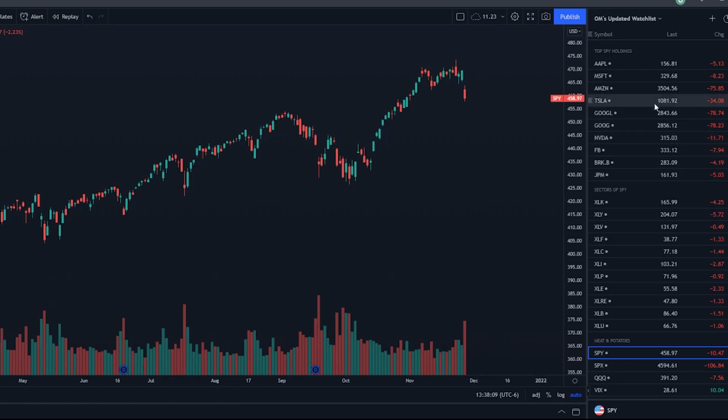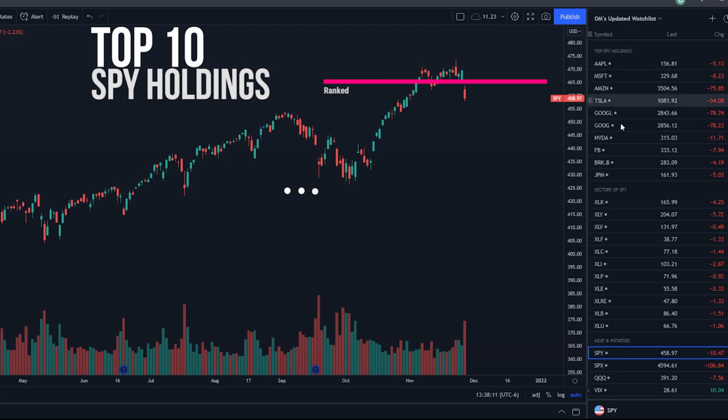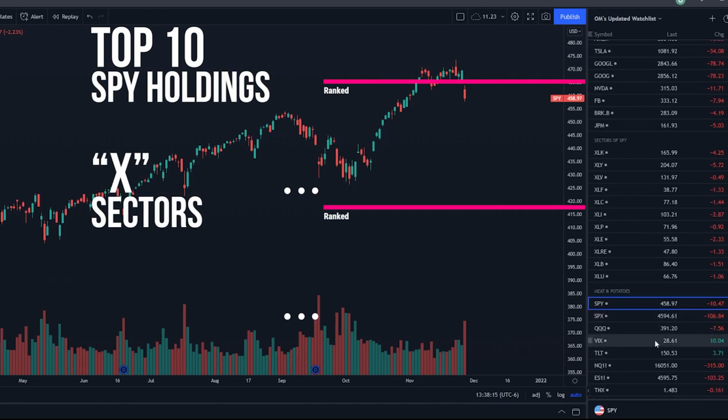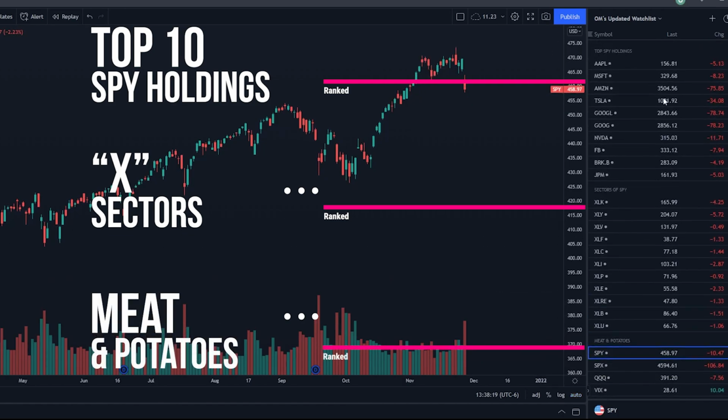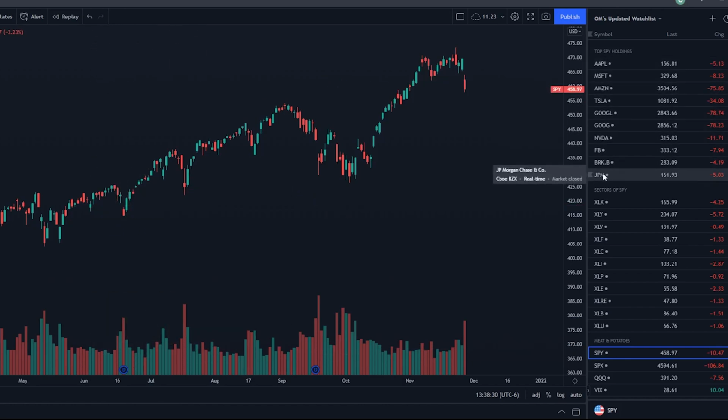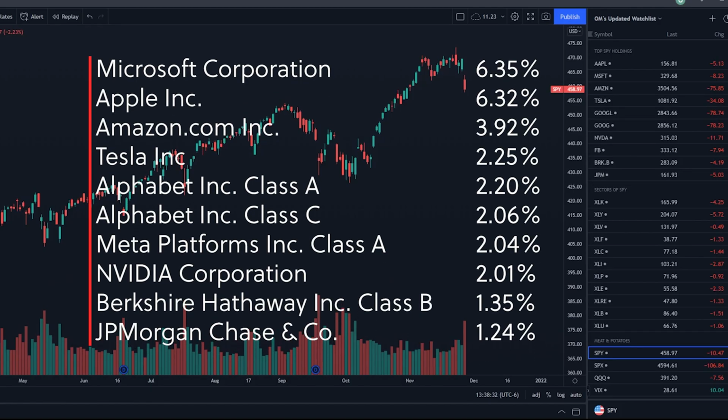So having said that, I've divided my watch list up into 3 sections: the top SPY holdings, the top sectors of SPY, and I call it the meat and potatoes, which is basically the most things I click on during the day. The top one, top SPY holdings, is the top 10. I just updated top 10 holdings of SPY, and this is ranked in greatest to least. So Apple's up top, all the way down to JP Morgan, and they are weighted like this. And I think that's obvious, like why I do this.